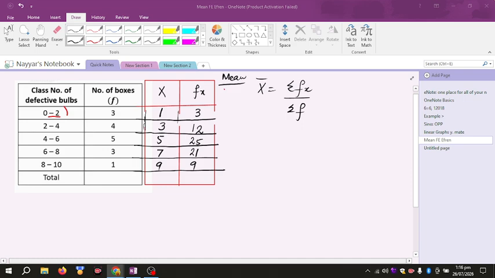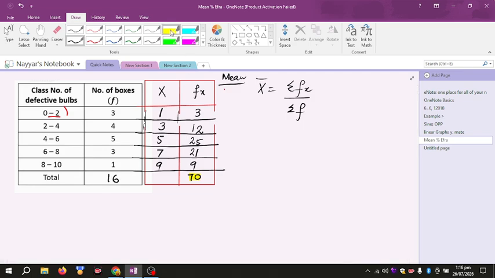70, right? Yes. And sum of f is 16. So we will get 70 as the sum of f of x, and when we add up the frequencies, we will get 16. 3 plus 4 is 7, 7 plus 5 is 12, 12 plus 3 is 15, 15 plus 1 is 16.